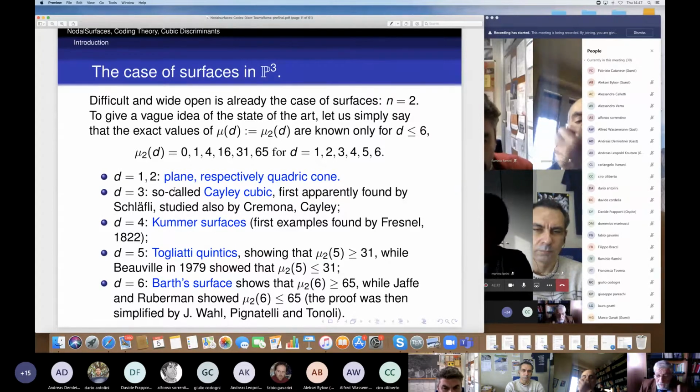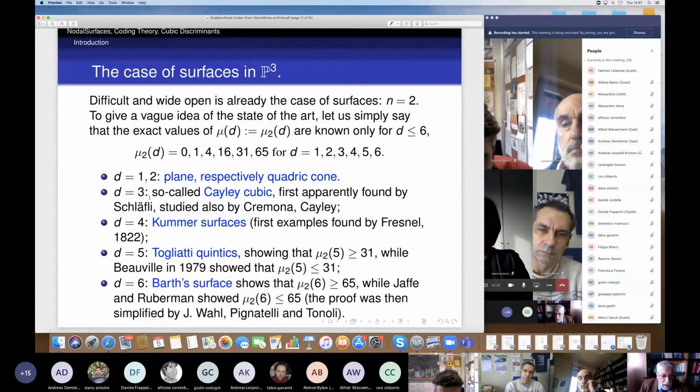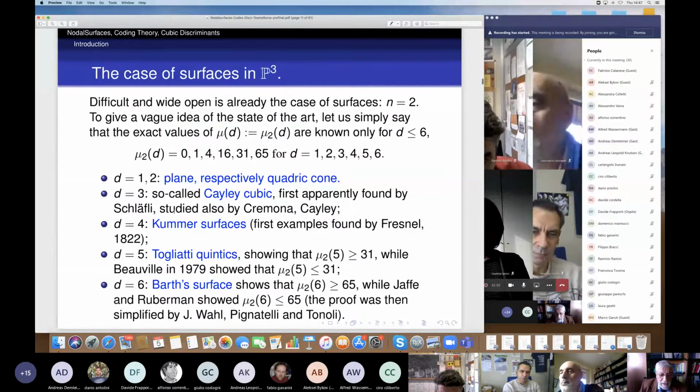There is a lot of history starting from the 19th century. So for d equals 3, there is only one, given by the third elementary symmetric function, and it is called the Cayley cubic, even if apparently it was first found by Schläfli, and it has been studied also by Cremona and Cayley.